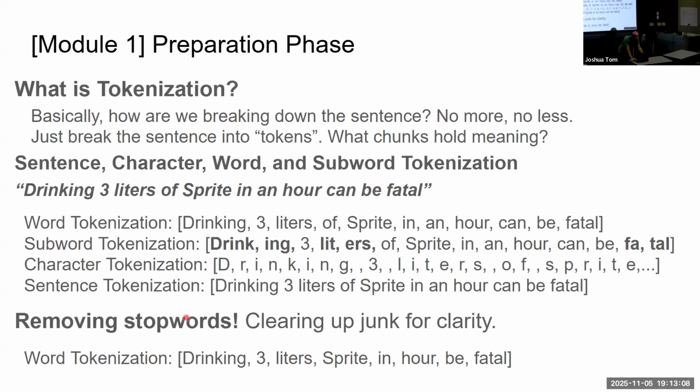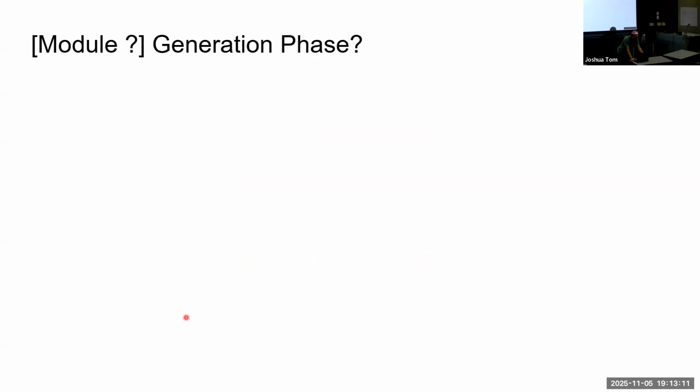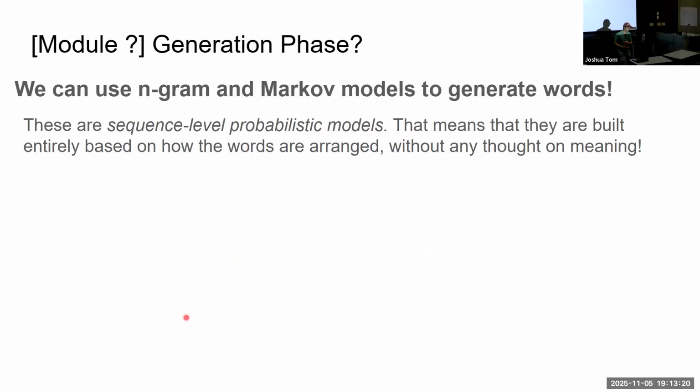And actually, interestingly, after tokenization, we can kind of generate words from there. They're called n-gram and Markov chains. And these are statistical, sequential, and probabilistic models. Basically, all that means is based on what's around this specific word, sorry, based on how many of the words are in a text or what's next to it, that's all that's being saved. That's how all of the words are generated from there.